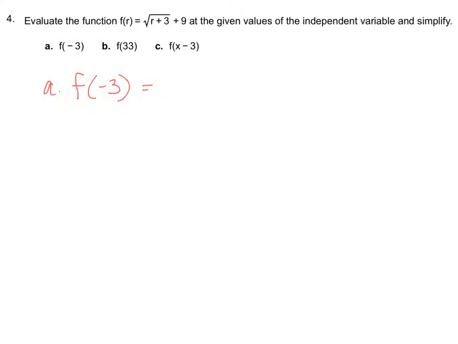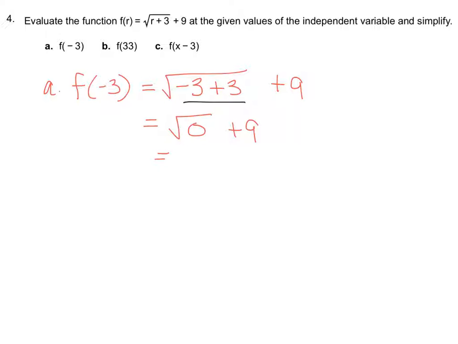So f of negative 3 equals the square root of negative 3 plus 3 and then plus 9. First, do the operation underneath the radical. So a negative 3 plus 3 is 0, and this becomes the square root of 0 plus 9. The square root of 0 is just 0, so we have 0 plus 9. So f of negative 3 equals 9.